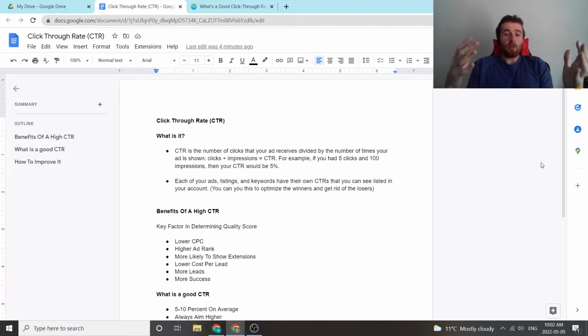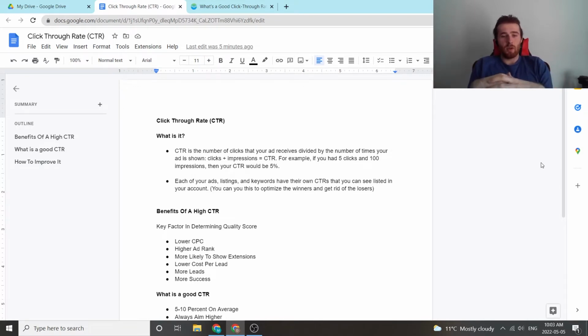And if you have a good quality score, and I'm not saying click-through rate is the only factor when it comes to quality score. Yes, landing pages play a factor, and there are other elements of Google's algorithm that you have to take into account. But click-through rates are a massive factor in determining quality score. And if you have a good quality score, that can lower the cost per click. You can get a lower cost per lead from that. More leads inside your campaign usually translates to more success.